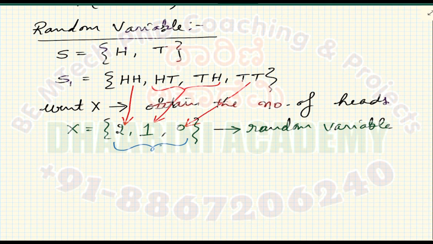Why is it random? It is definitely random because my result is random. When I throw 2 coins, I don't know what I'm going to get. But I am very sure that I'm going to get one of these 4. Right? So because of these 2 reasons, I'm going to call the capital X, which will take one of the 3 possible numbers, a random variable.